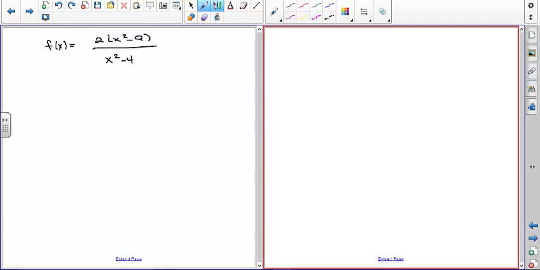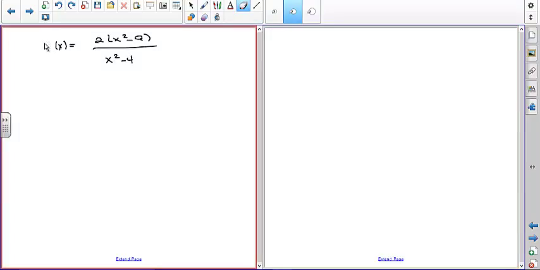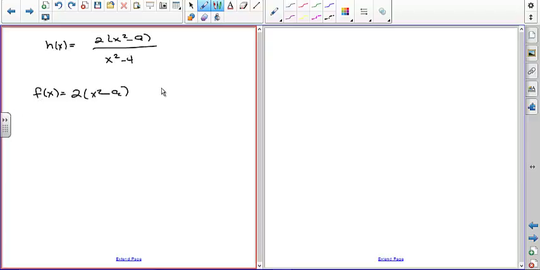So let's start off by doing the derivative. Because we're using the quotient rule, I'm going to change that to h, so we can call one part f of x and one part g of x. So f of x would be equal to 2 times x squared minus 9, and g of x would be equal to x squared minus 4. We take the first derivative here, and we get 2 times the derivative of this, which would be 2x, so that's 4x. And the derivative here is going to be 2x.